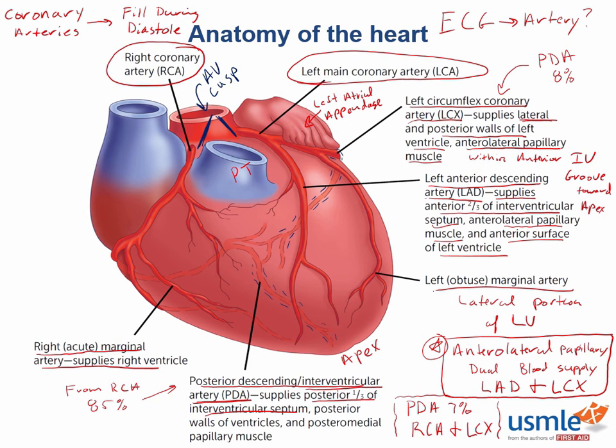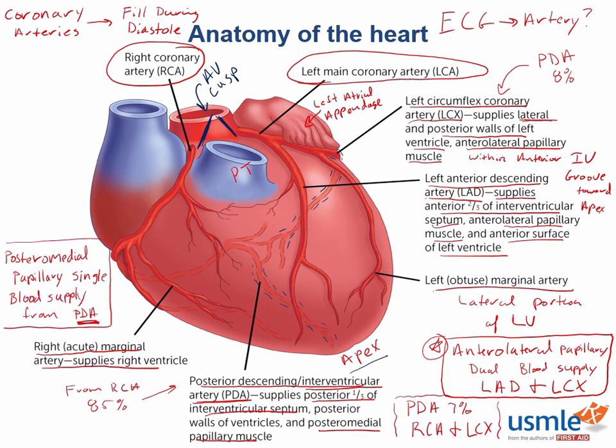Now, a few other important points to remember about the posterior descending artery. It's going to descend down the posterior side of the heart toward the apex. And it also supplies the posterior medial papillary muscle. And it is the sole supply for this papillary muscle, which makes it more prone to rupture.